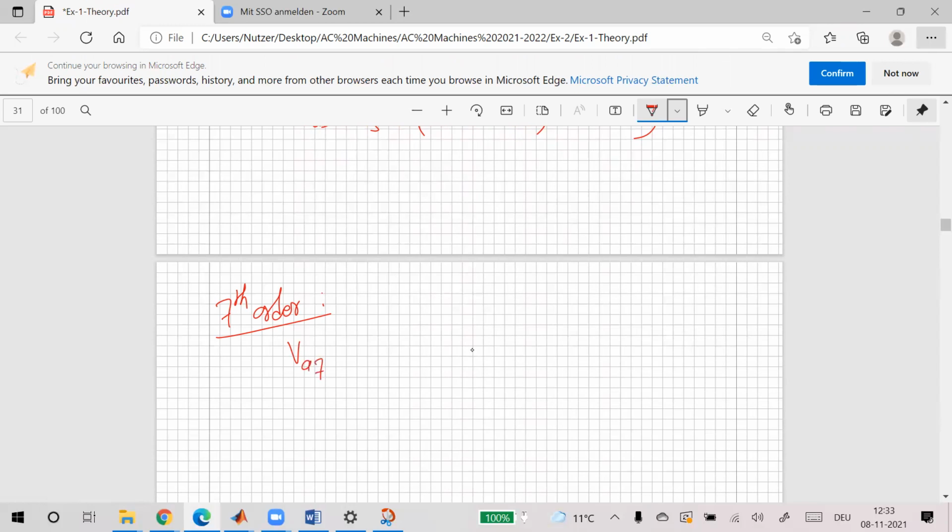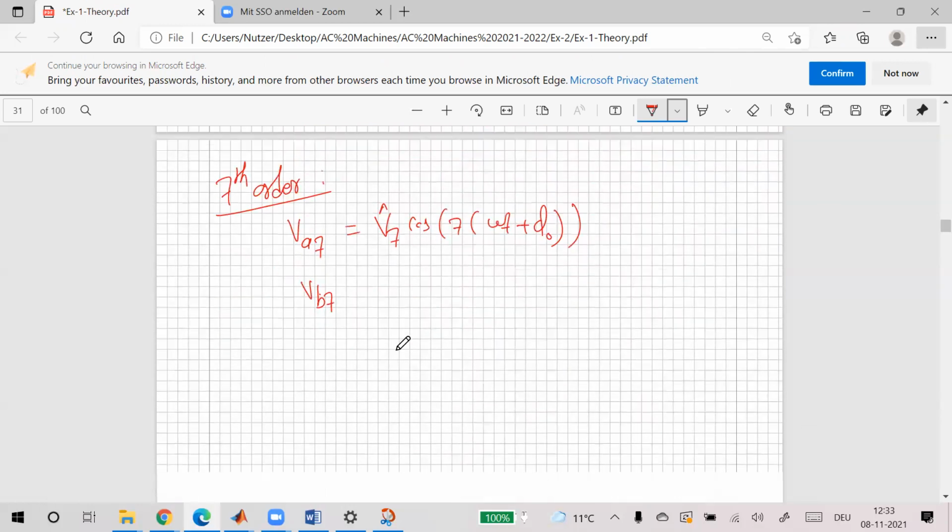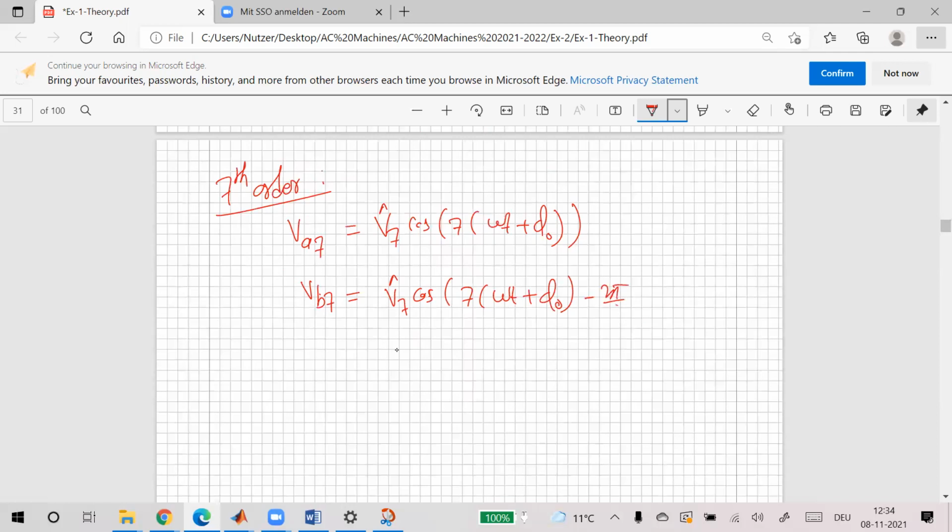So VA7 is your V7 cos 7 omega t plus phi naught. VB7, I really want you to do the calculation, but what you would see is that this is going to be your positive sequence. We will do it very quickly though.